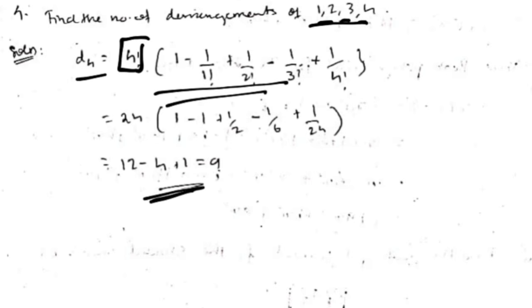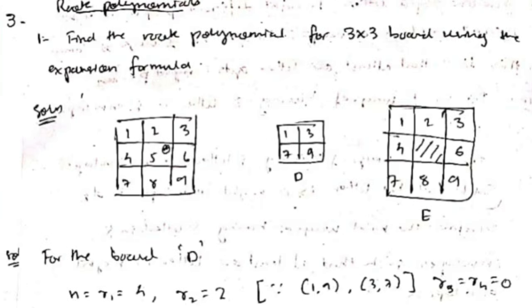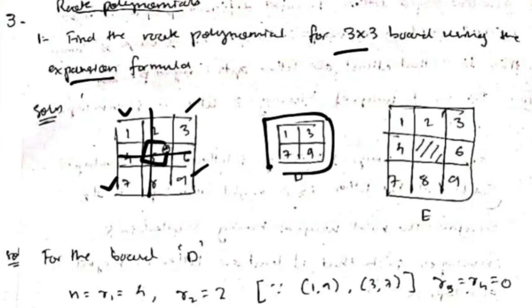the final answer here. Okay, in this question we have been asked to find out the root polynomial for the 3 by 3 board using the expansion formula. Okay, so first we will consider 5 as the marked term. If you consider 5 as the marked term and remove its row and column, you will be left with 1, 3, 7 and 9. So that will be considered as D.